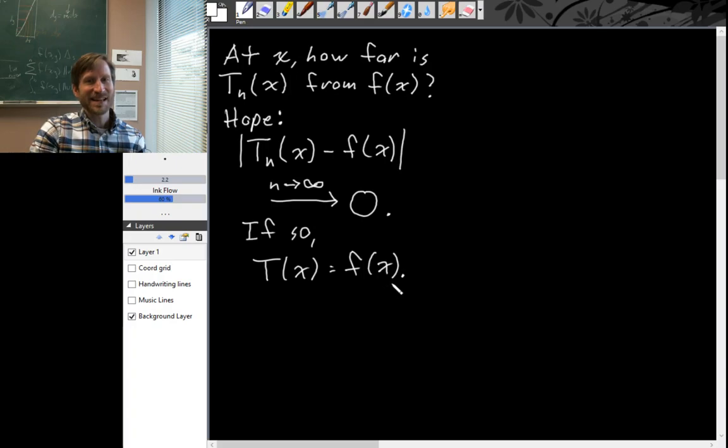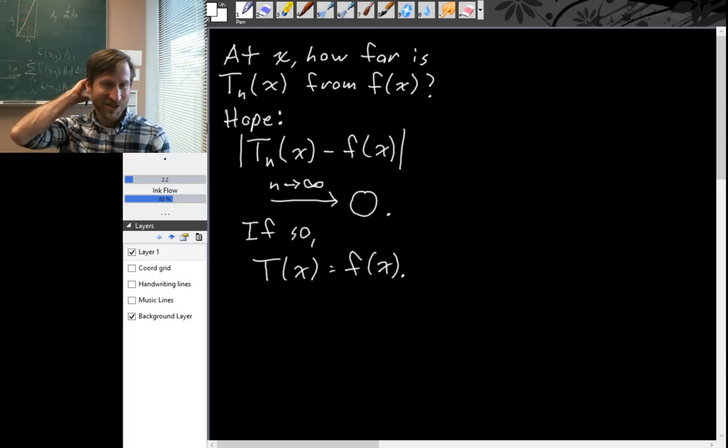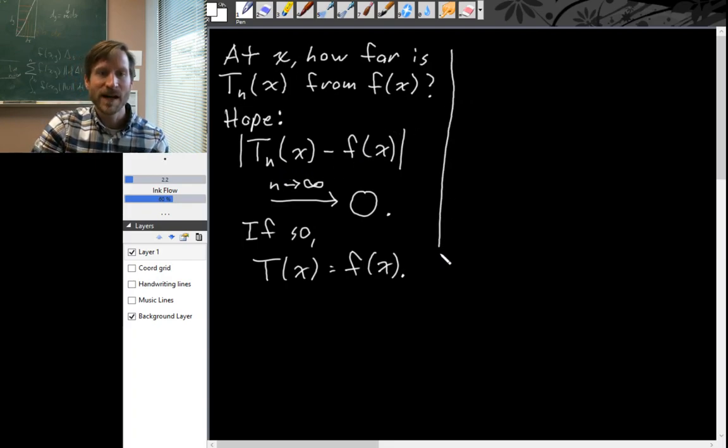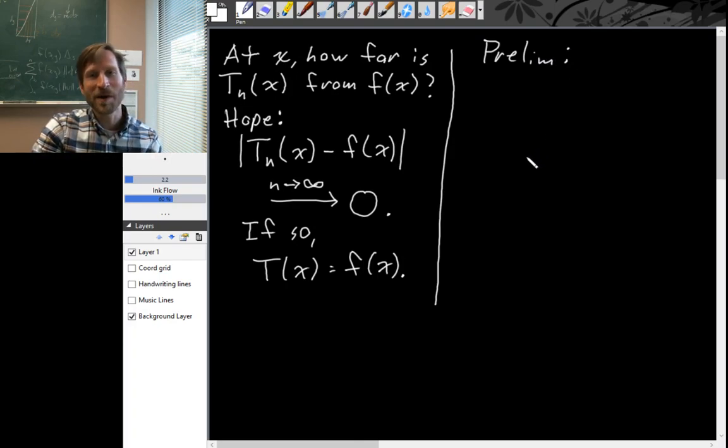Okay, but that's really just a hope. We have to actually do some work to see if this is true in general. It's actually not always true, but we'll need to measure how big this error, this difference between the Taylor polynomial and the original function, can possibly be. To do that, there are a few preliminaries to take care of, just some facts to remind you about or to explain.